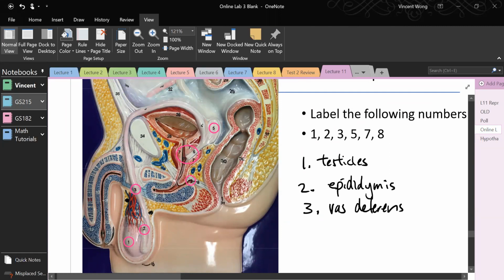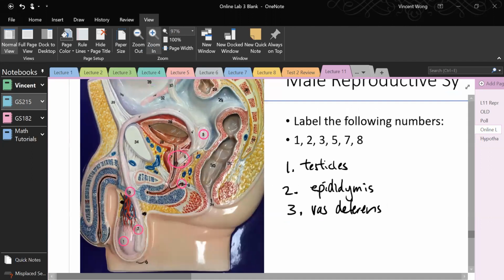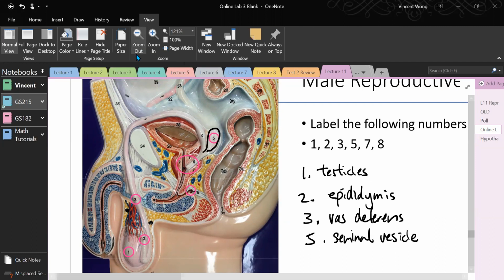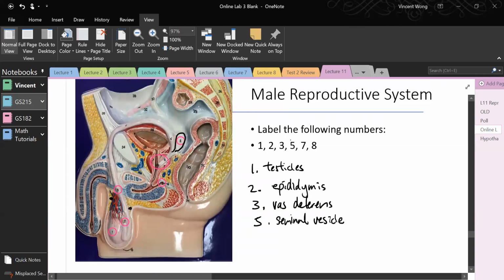So males can undergo vasectomy, right? They'll cut the vas deferens, and that's one form of birth control, because once you cut the vas deferens, the semen will have no sperm in it. Number five is right here. There are two of them. This is the seminal vesicle. It secretes a basic fluid into the semen that will help neutralize the acidity in the vagina.